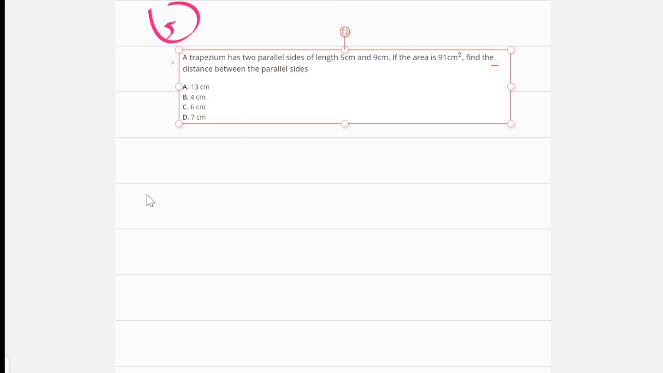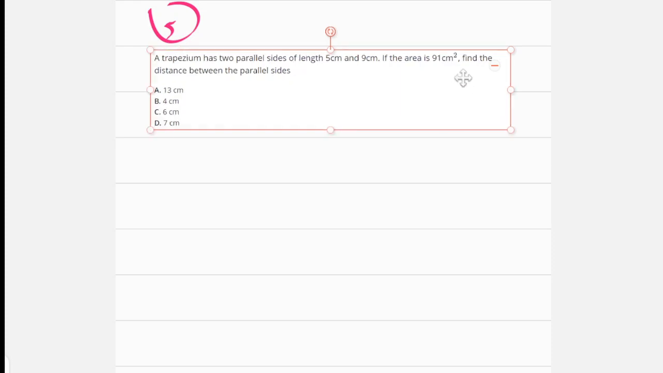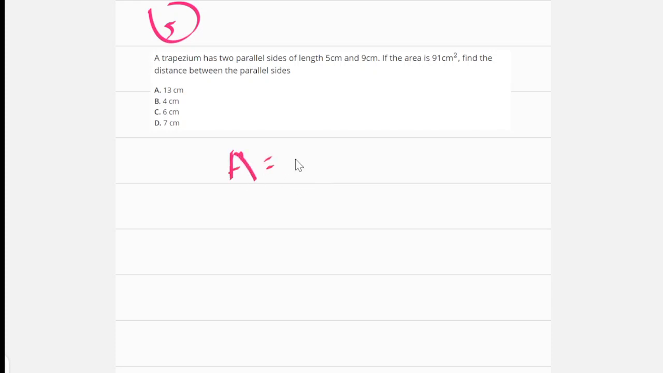So, a trapezium has two parallel sides of length 5 centimeter and 9 centimeter. The area is 91 centimeter square. Find the distance between the parallel sides. Recall that the area of a trapezium is what? If you don't forget, half into the sum of the parallel sides.